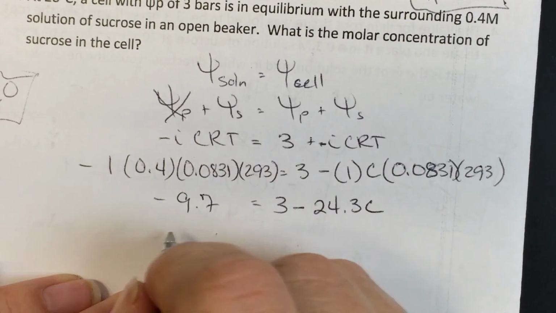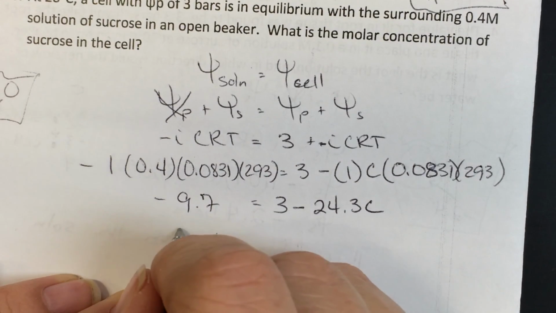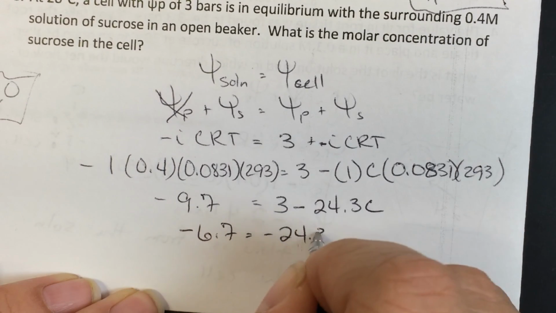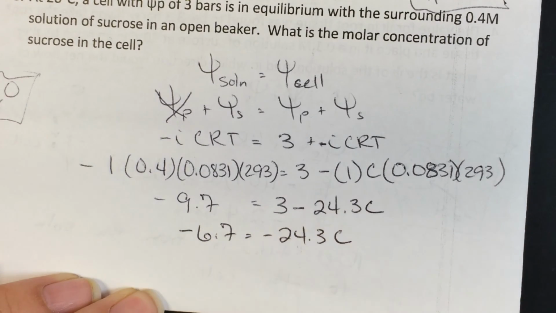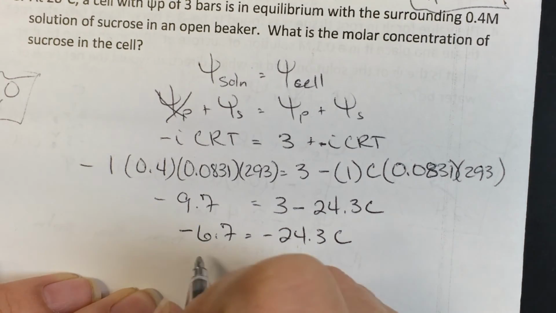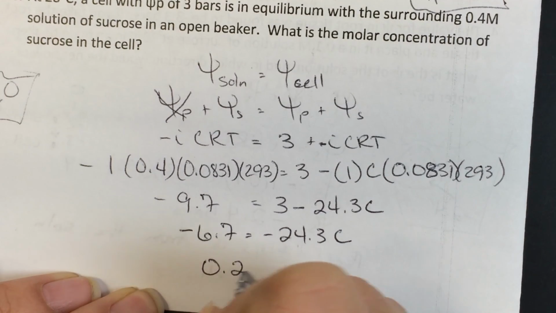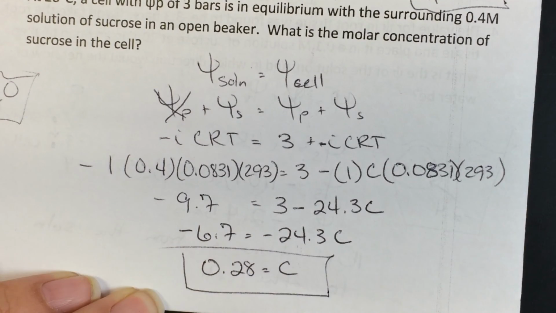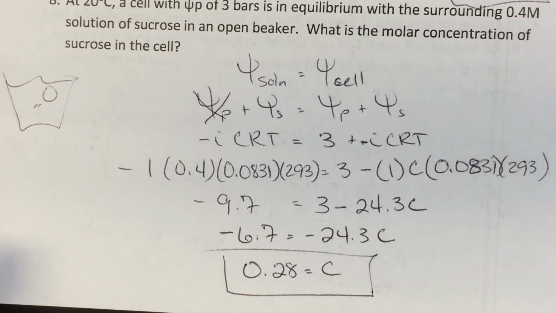We can make that a little easier. Let's subtract 3 from both sides of the equation. So we have negative 12.7 equals negative 24.3 times whatever my concentration is. Divide both sides by 24.3, and you'll get 0.52 as your concentration. And that's how you solve that monster. If you guys have any questions, please let me know. But that is how you work water potential. Thanks.